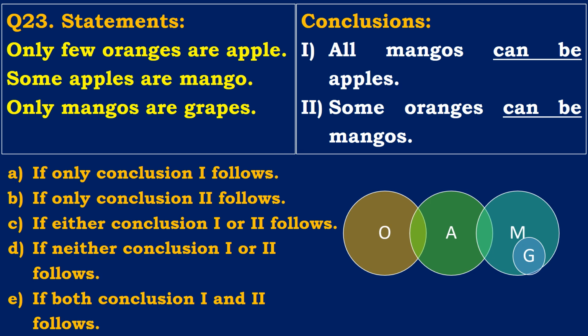According to the Venn diagram and trick 1, there is a possibility that some oranges are mangoes. Hence, conclusion 2 is correct. As a result, only conclusion 2 follows the statement. Hence, option B is the correct answer.